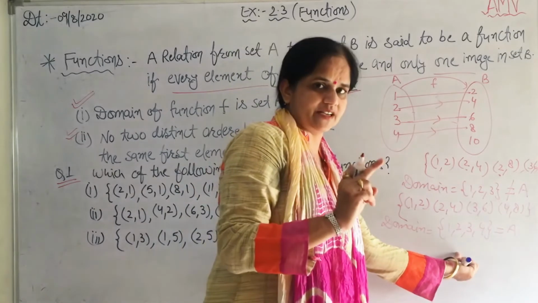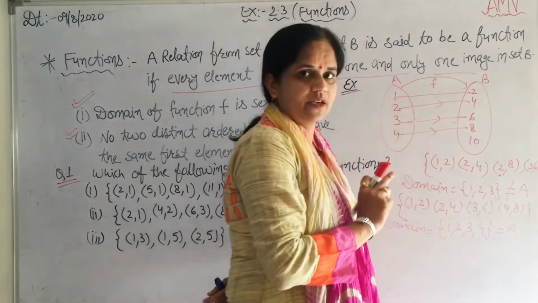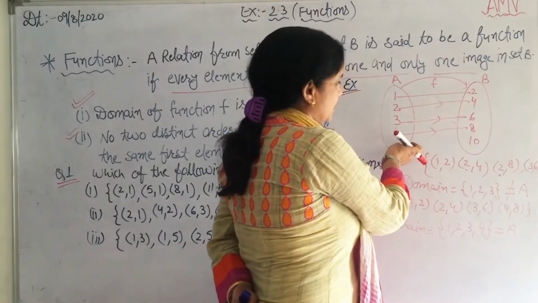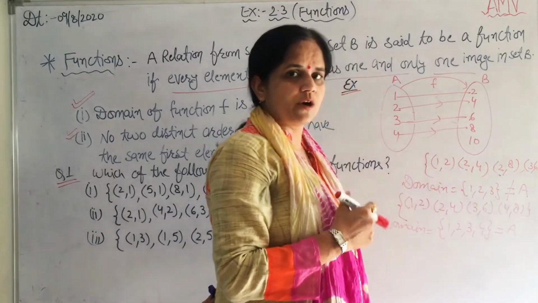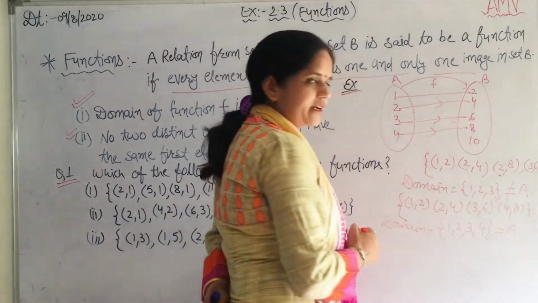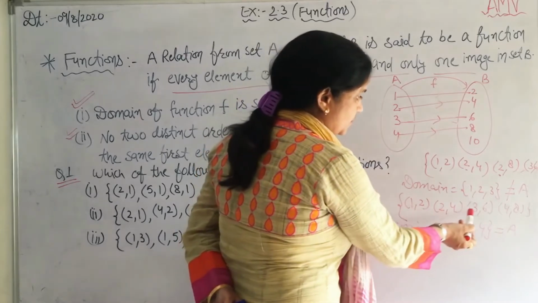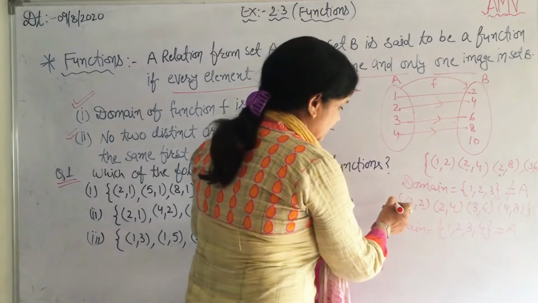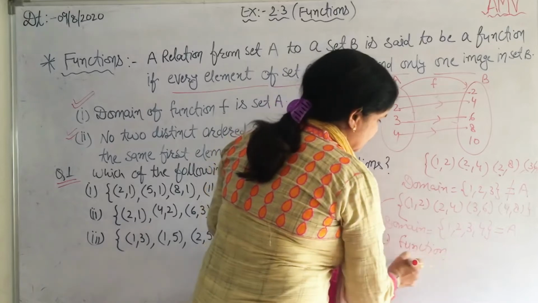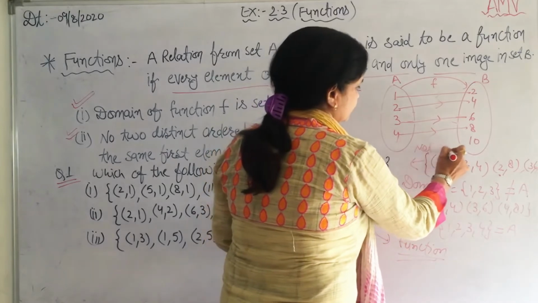So it is the first condition that the domain of the relation must be equal to the first set. Here the first condition is fulfilled, that the domain of the relation is set A. Now observe the second condition, that the first element of the ordered pairs is not repeated. There are distinct elements 1, 2, 3 and 4. Hence this relation is a function. So you can say yes, this is a function and the earlier one is not a function.